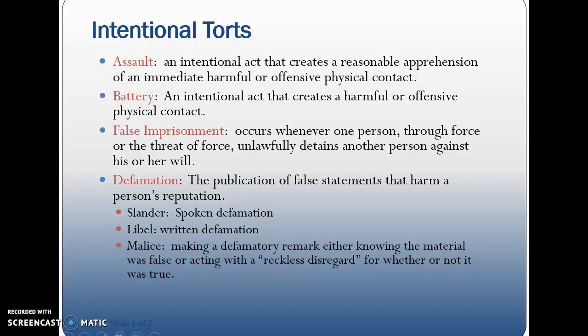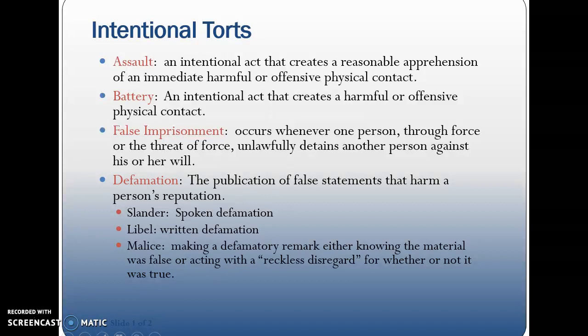So if I'm working in a restaurant and there's a customer who continues to send something back and I then get agitated and I grab the plate from the customer, that plate is an extension of the customer. So the courts have viewed that as a battery. I snatched it, and because it's a part of her, it was an unwanted, harmful, offensive physical contact.